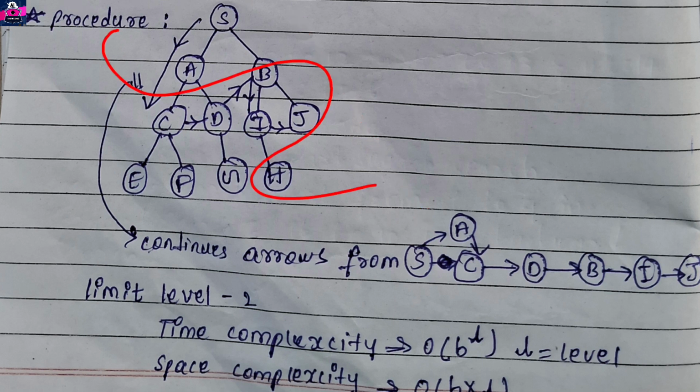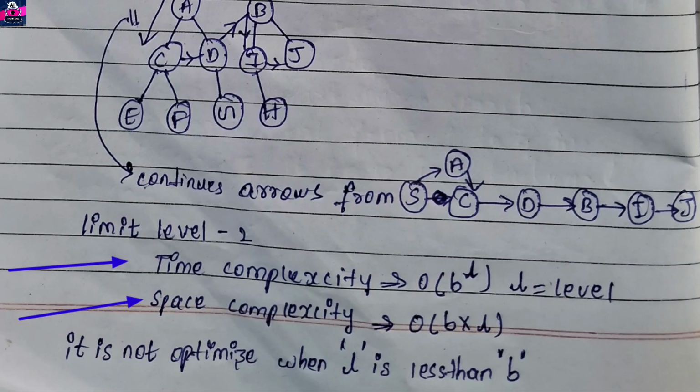These are in a procedural, non-sequential manner, and it's also called iterative deepening depth first search in artificial intelligence. Time complexity: O of B to the power of L, where L equals level and B equals breadth. Space complexity: O of B times L. Whenever it's not in optimization mode, they represent L being less than B.